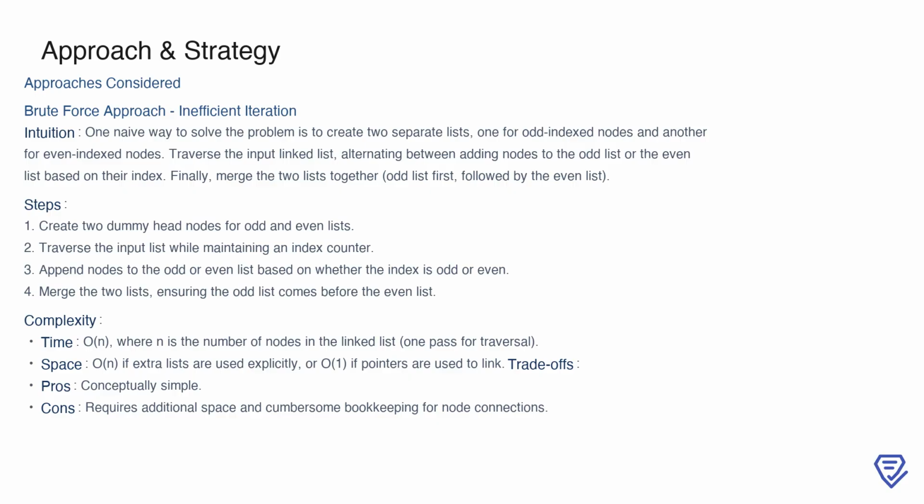In terms of implementation, we would first initialize two dummy head nodes to keep track of the odd and even lists. Then, as we iterate through the input list, we maintain an index counter to determine whether the current node should go to the odd or even list. Finally, we make sure to connect the two lists. While this method has a time complexity of O(n), because we only traverse the list once, the space complexity can vary. If we use explicit additional lists, the space complexity becomes O(n), but if we link nodes directly using pointers, it reduces to O(1). However, the trade-offs include cumbersome bookkeeping for reconnecting nodes and the additional space overhead, which makes this method less efficient in practice.